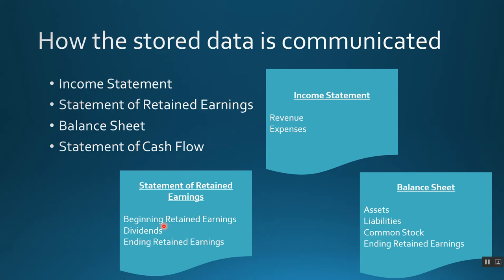Then we have the balance sheet, and that's the third financial statement that's created. And here we find all the asset accounts are listed here, all the liability accounts are listed here, and of the equity accounts, we only see common stock and ending retained earnings listed here for the purposes of this class. Now, for a future class or more advanced class, there's other stuff we talk about, but for this class, we're just keeping it simple.